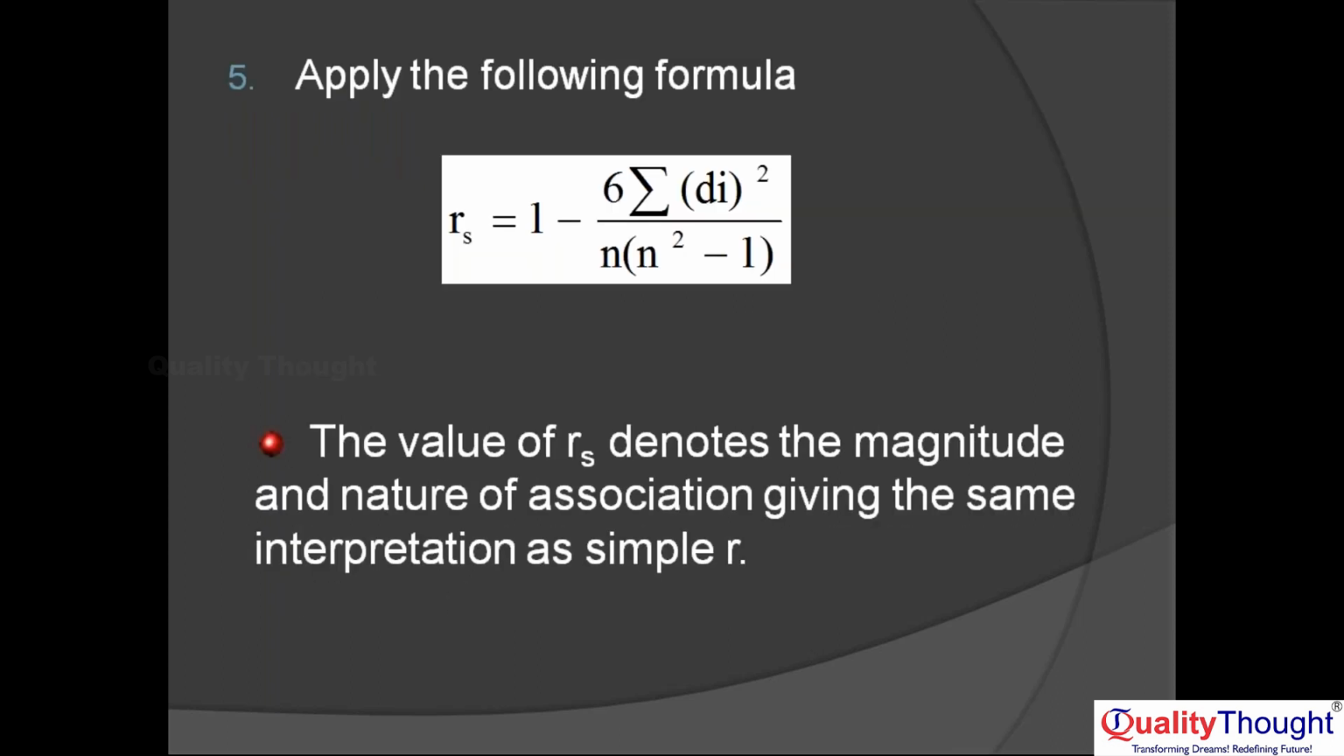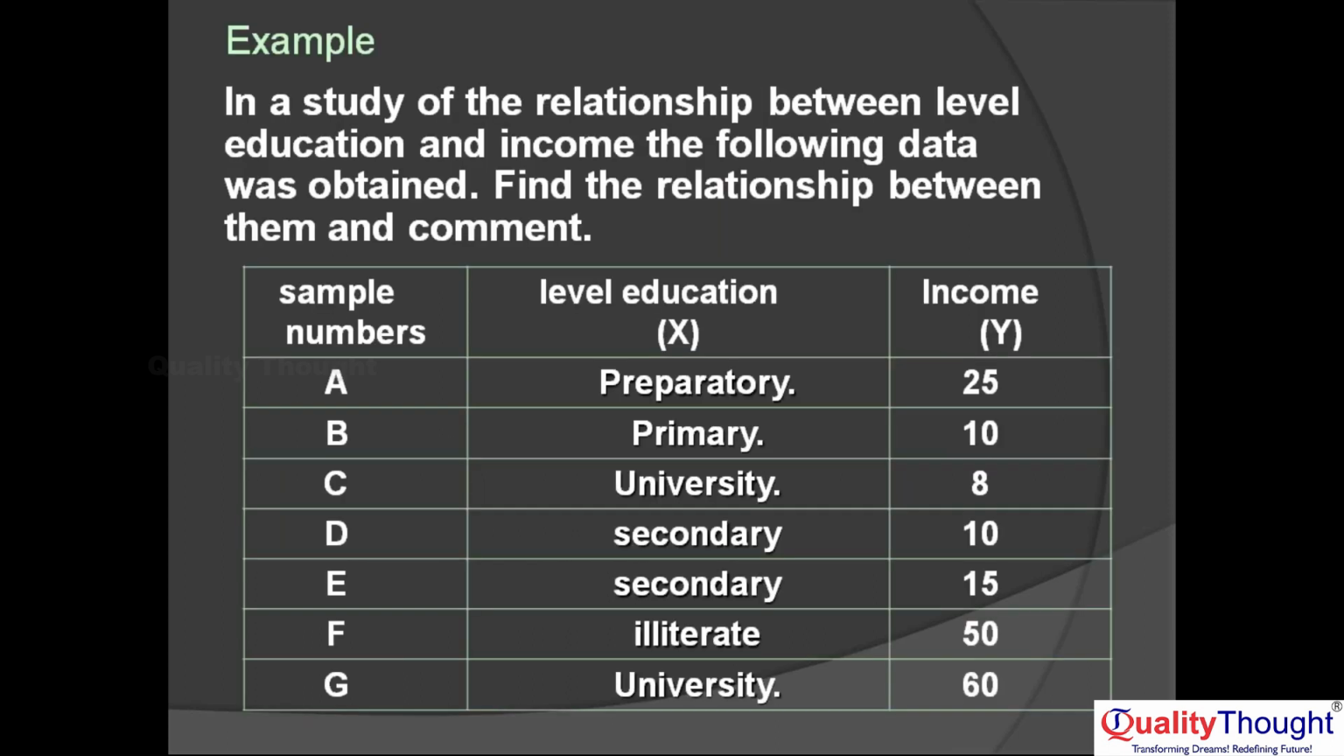Now let us take a look at this one. This is the formula that we are going to apply, where di refers to the difference between the ranks, and n represents the number of items. Hence rs represents the Spearman rank correlation coefficient. So now let us see an example.